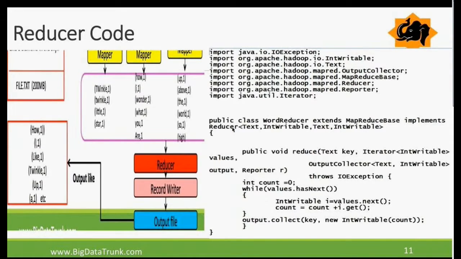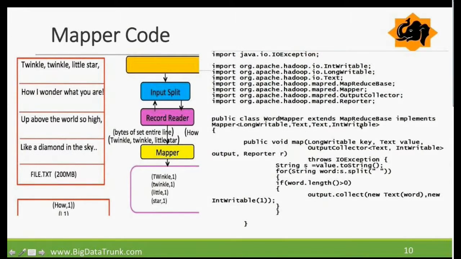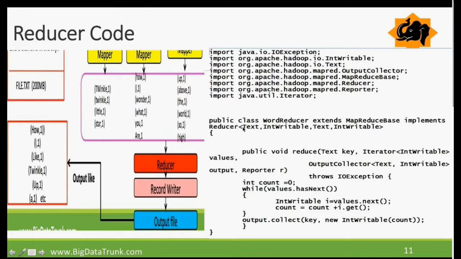The first 2, again the same pattern, are the input key value, and the last 2 are the output key value. But these are the input and output for the reducer. So what is the reducer's input? Whatever output the mapper gave is the input for the reducer. If we go back to the previous one, whatever was written in the last 2 in the mapper, it was text and int writable, text and int writable. The same has been brought over here because that becomes the input for the reducer.